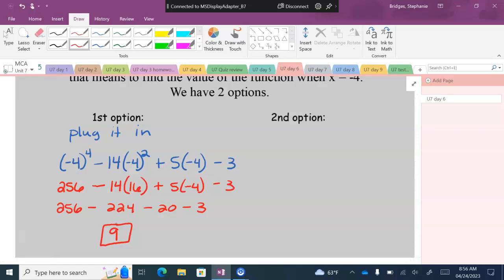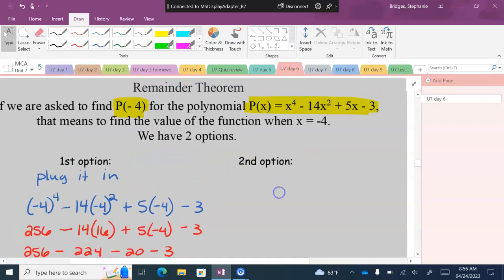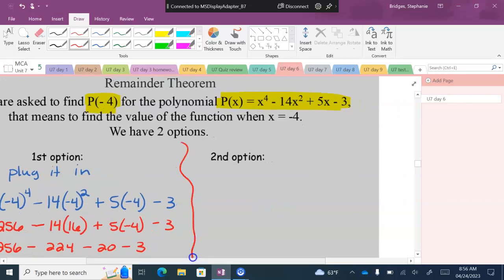And you can plug it in all day long, and that works every single time. But there's also a faster, easier option. It's called the remainder theorem, and let's take a look at it. What value did they tell me x was going to be? Negative 4. So I'm going to put that negative 4 in my box for synthetic division. And then I need to set my polynomial up using my coefficients, making sure I have a position for every term there is. X to the 4th minus 14x squared plus 5x minus 3.